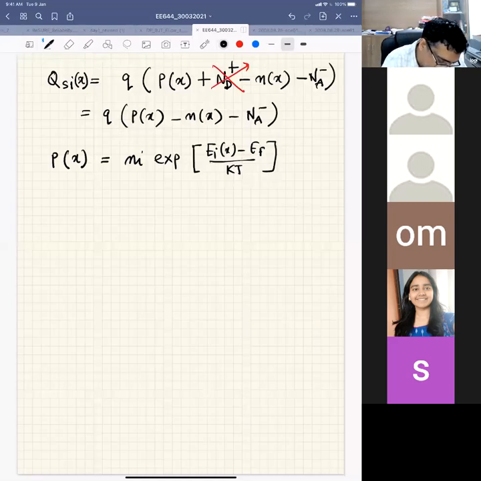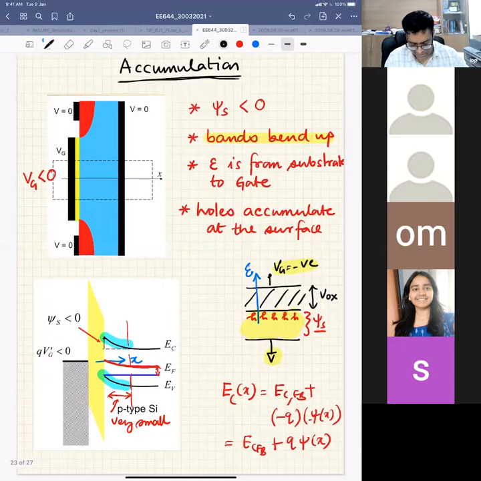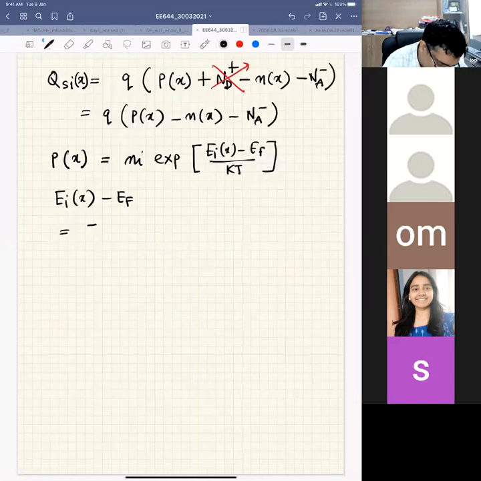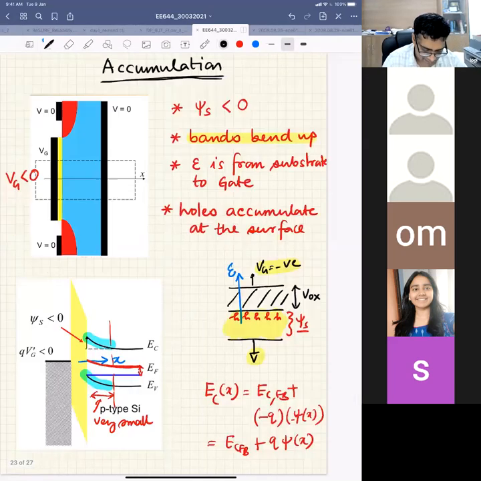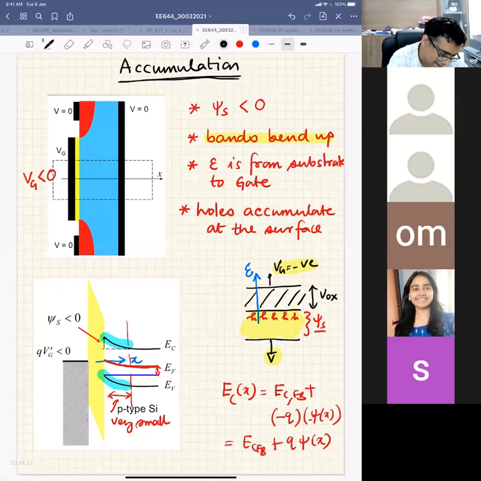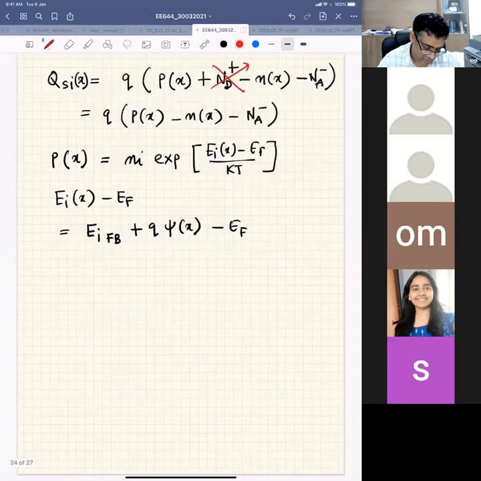So basically, if I want to write Ei(x) minus Ef, Ei(x) is nothing but Ei in the flat band condition plus the q psi s that I have added, minus Ef. So this is Q times psi s. Ei is also bending up, so I could write it like this.